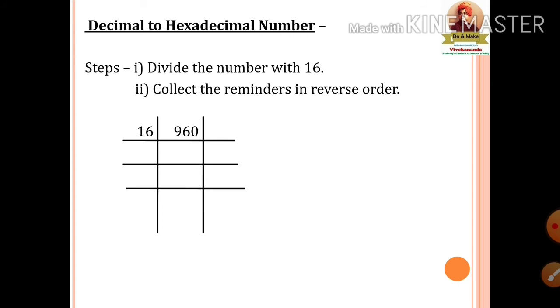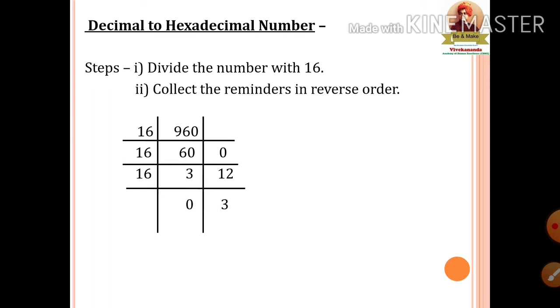To convert 960 from decimal number system to hexadecimal number system, we are going to divide this number by 16. After dividing by 16, the quotient we will get is 60 and the remainder will be 0. Again dividing the quotient 60 by 16, we will get the quotient as 3 and the remainder will be 12.